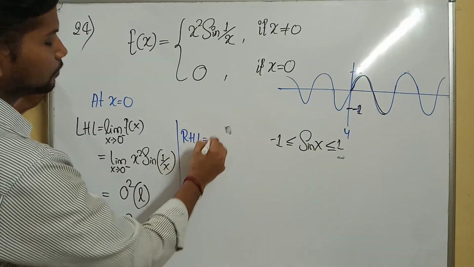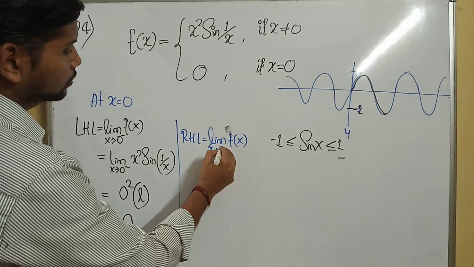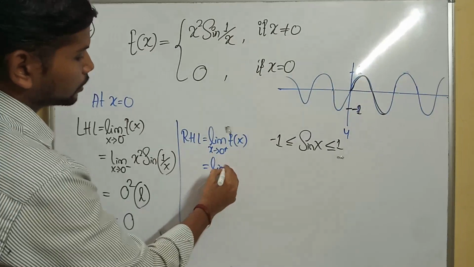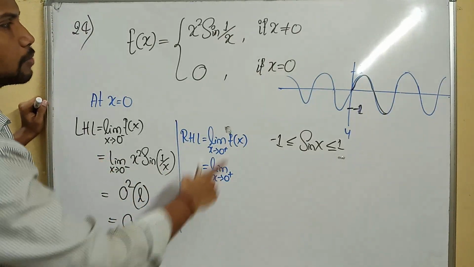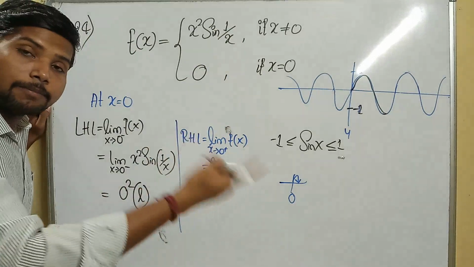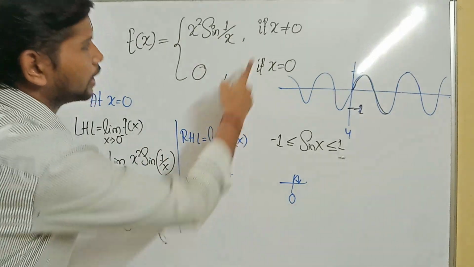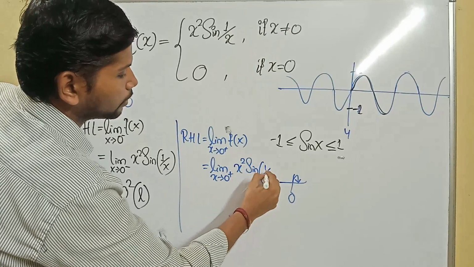What is RHL? Limit of f of x as x tending to 0 plus. What is the meaning of 0 plus here? 0 plus means the right part of 0, which is not equal to 0. That's why I need to take the first function, x square into sine of 1 by x.